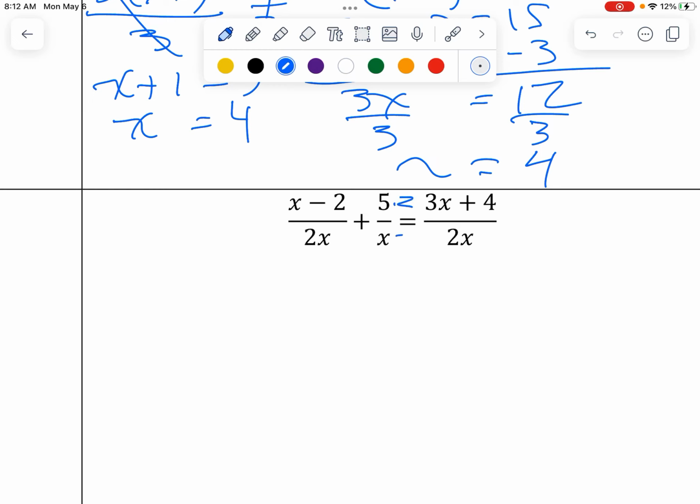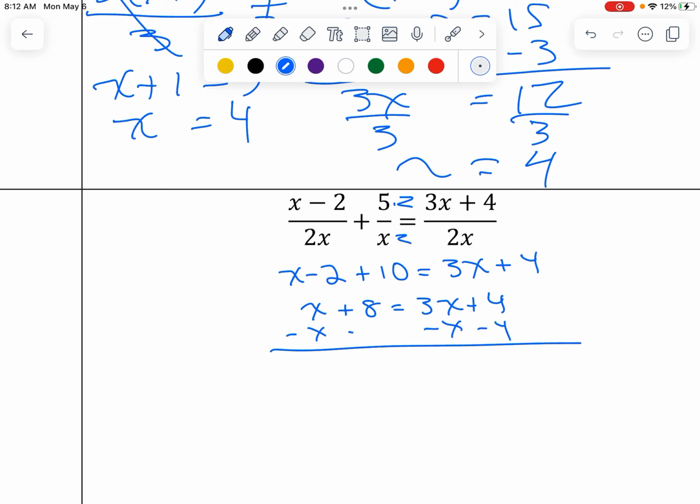So I'm just multiplying this by 2 over 2. So I end up with x minus 2 plus 10 equals 3x plus 4. And then I can go ahead and solve that one. Combine my like terms, so I get x plus 8 on this side equals 3x plus 4. Bring the x over and bring the 4 over. So I end up with 2x equals 4. Divide both sides by 2, and I end up with x equals 2.